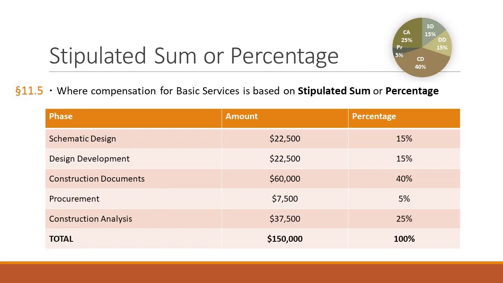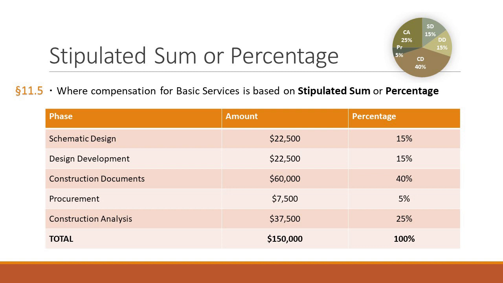Flat rate, $150. It's not hourly, it's not percentage, it's just $150. Well, when does the owner pay that? How do we know to pay? So what we do for that is, when it's based on a stipulated sum, flat rate, or even a percentage, when do we pay? Well, we have these phases. Remember the phases we talked about, the 5 phases here.